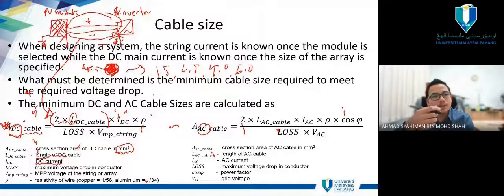So string current tu kita boleh pakai IMP. IMP pun boleh. Kalau ambil ISC, ISC lebih kecil nilai dia? Eh bukan. ISC lebih besar daripada IMP. Larger than the IMP. But if the current is larger in the upper one, dia akan jadi kabel lebih besar lah. Kabel lebih besar.